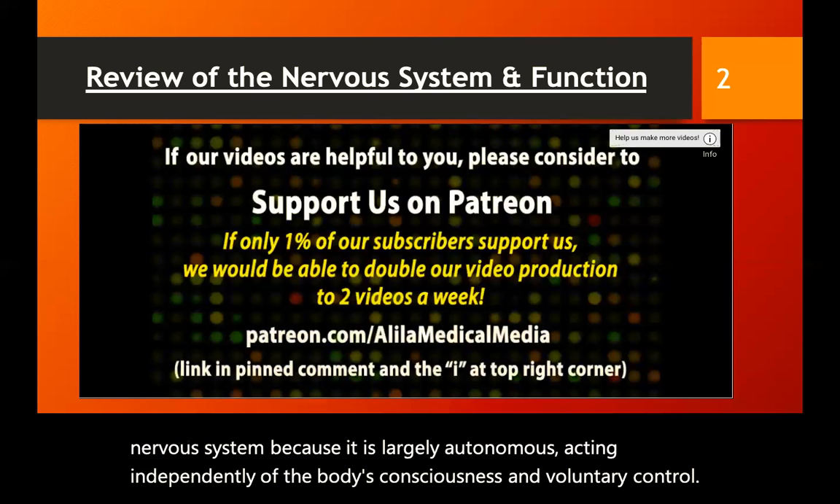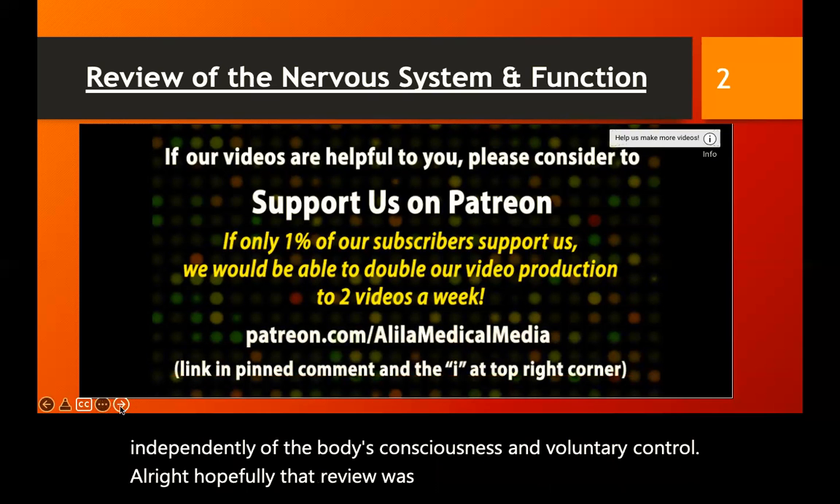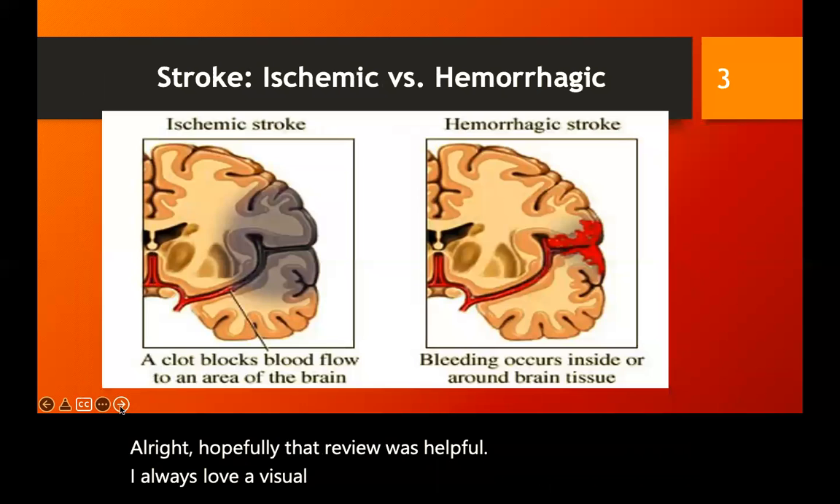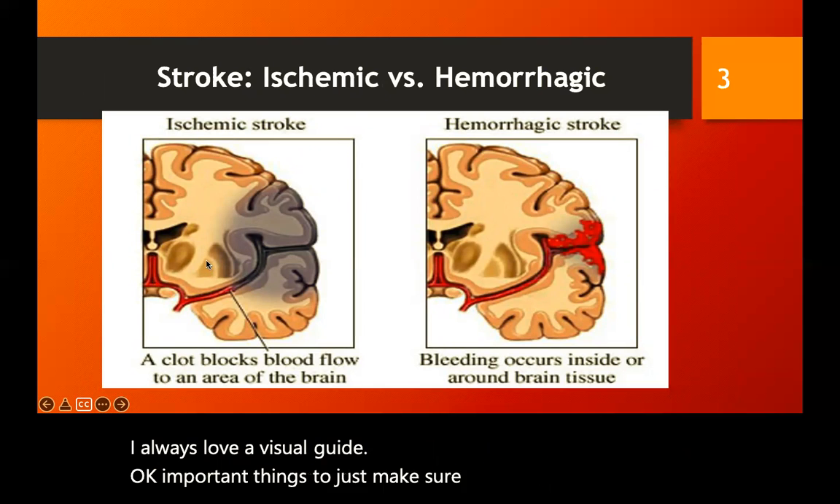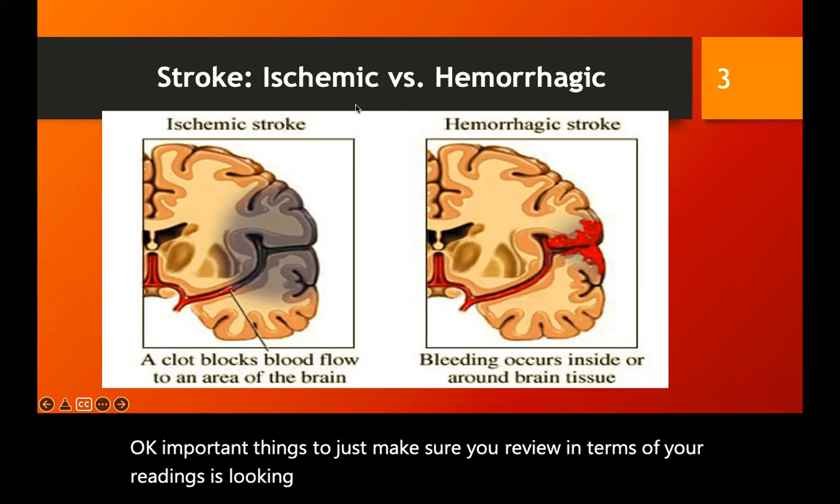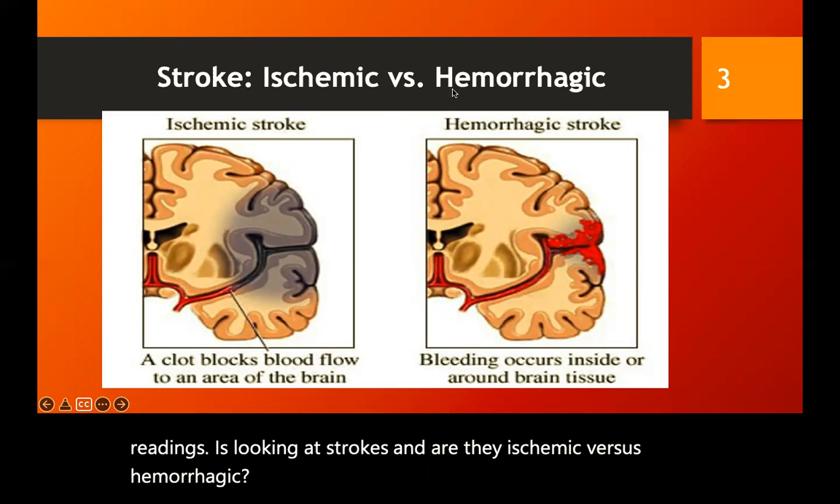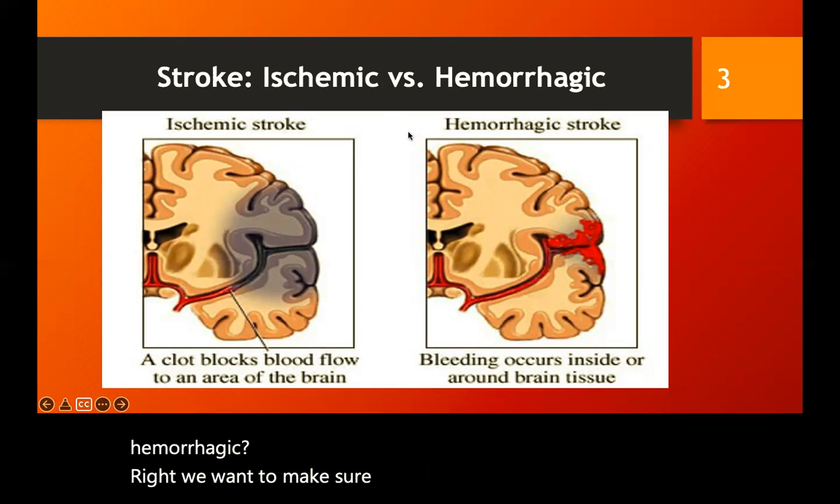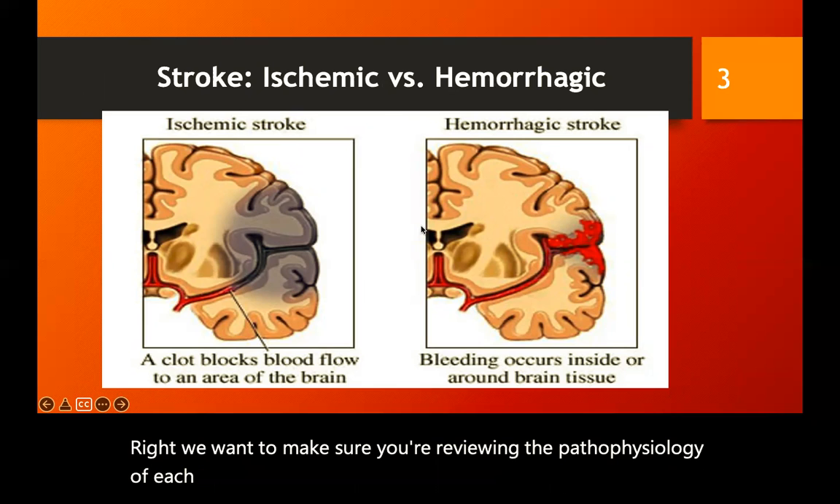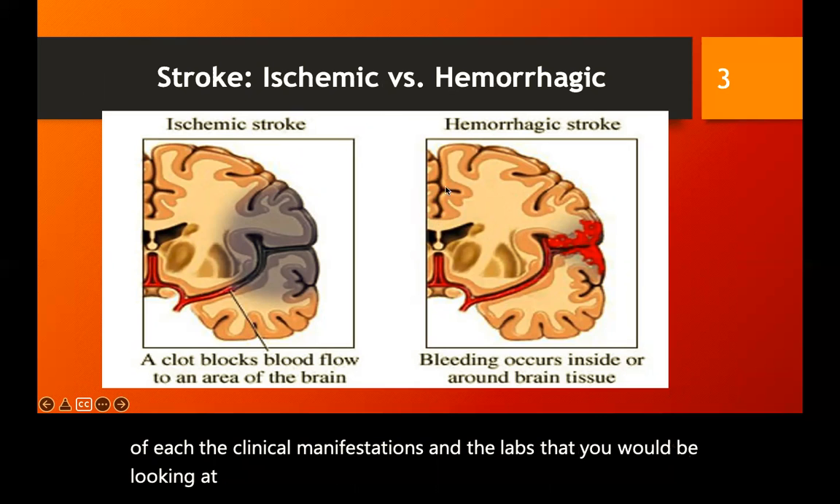All right, hopefully that review was helpful. I always love a visual guide. Okay, important things to make sure you review in terms of your readings is looking at strokes and whether they are ischemic versus hemorrhagic. We want to make sure you're reviewing the pathophysiology of each, the clinical manifestations, and the labs that you would be looking at in terms of trying to diagnose either.